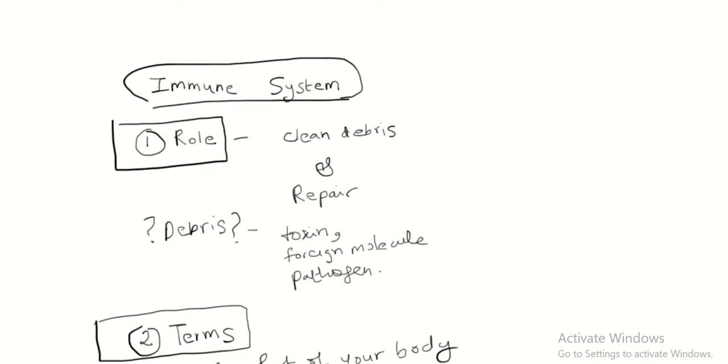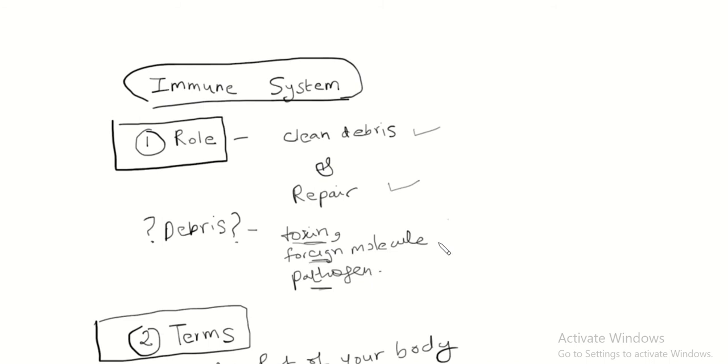So, what's the role of the immune system? The role of the immune system is to clean debris and repair. Debris is stuff that's not good, that the body doesn't consider good. So, what are some examples of debris? It could be things like toxins, foreign molecules, or pathogens.